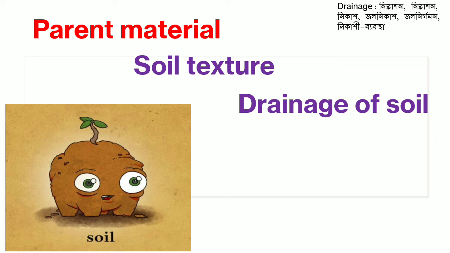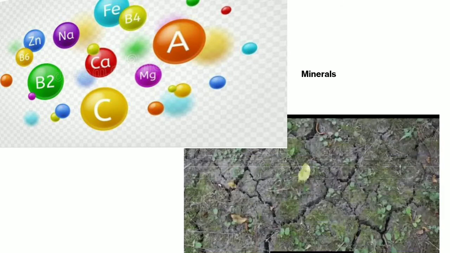The texture of the soil particles, as well as the minerals that are in them, also affects the ability to shrink and swell over time. As the soil gets wet, it's going to swell. As it drains out, it's going to shrink.